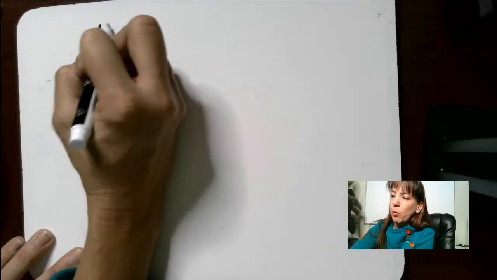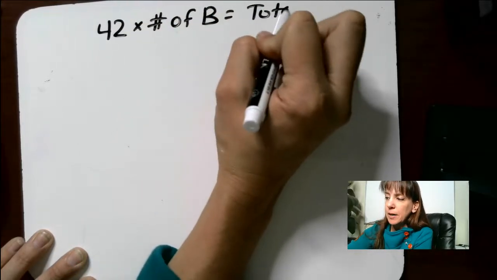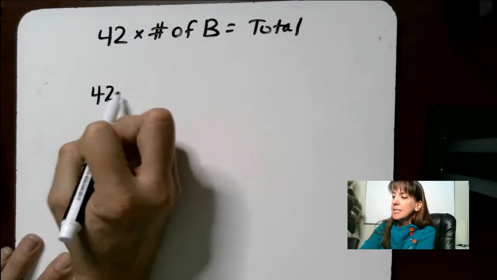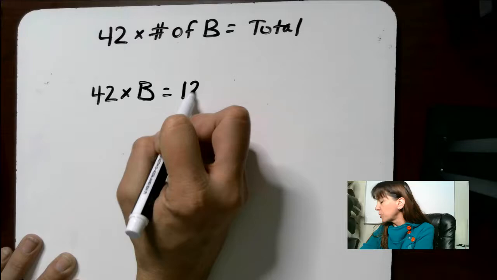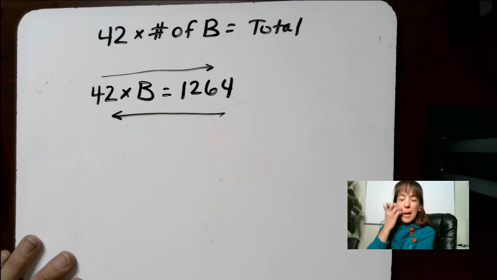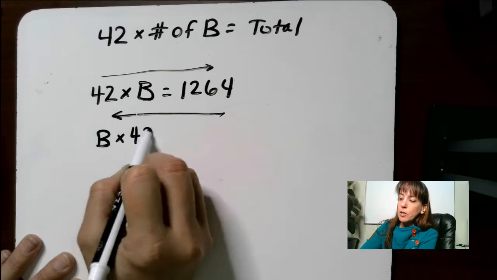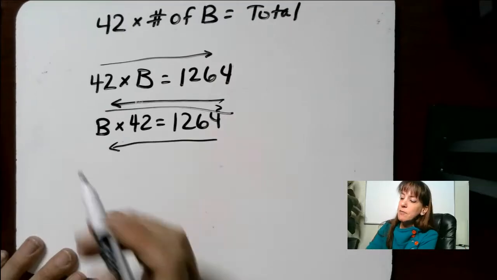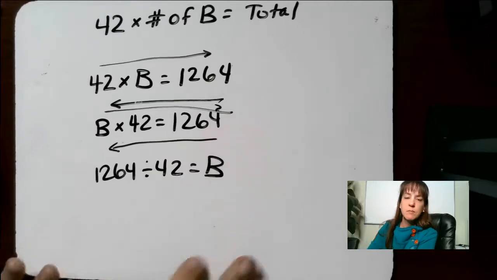Now, before we did 42 times number of buses equals total students, right? That's what we did on the previous one. This one is going to be 42 times, do we know the number of buses that we need? No. Equals the total number of students, which is 1,264. Guys, if we multiply in this direction, we can divide in this direction. But I can already tell you with this guy in the middle, it's going to be a problem. So we're going to rewrite that. B times 42 equals 1,264. Multiply in this direction, divide in that direction. So our division problem is 1,264 divided by 42 equals B. So we got to do that.